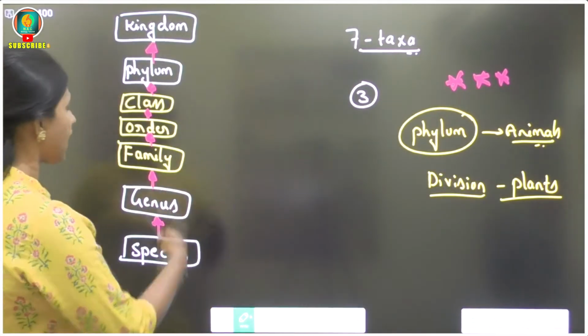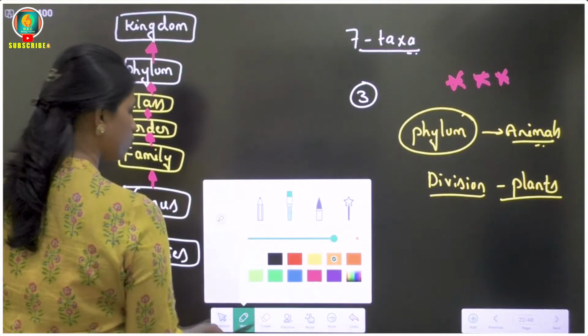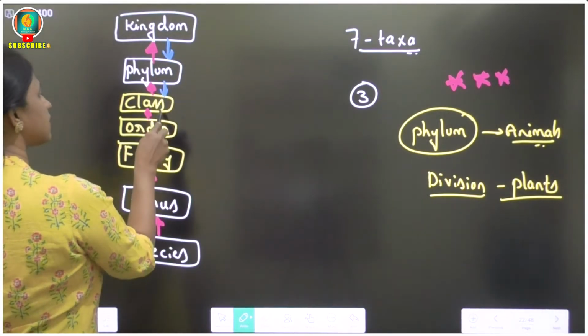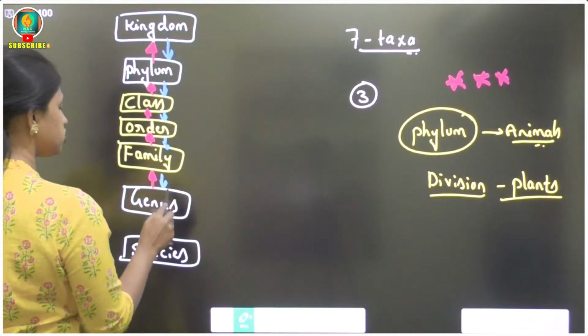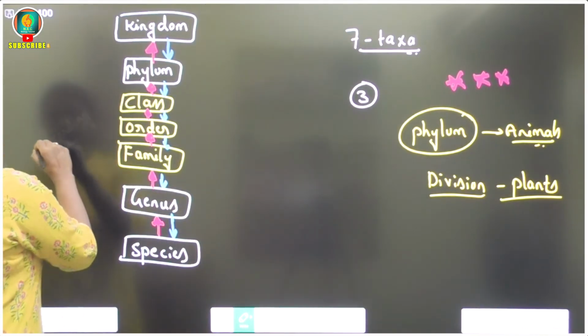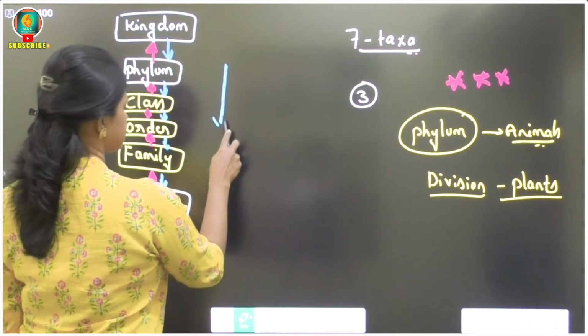Now, if I ask you to mention in a descending order, how are you going to mention? Of course, like this: kingdom, afterwards phylum, then class, order, family, genus, species. So species is the lowest taxon. So this is ascending, and this side is descending.